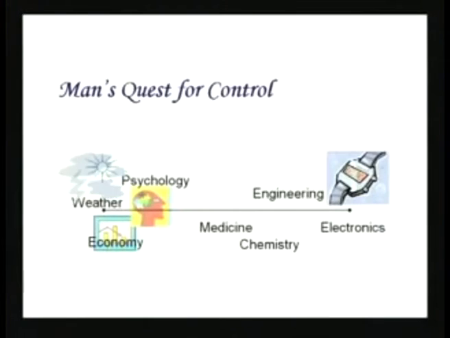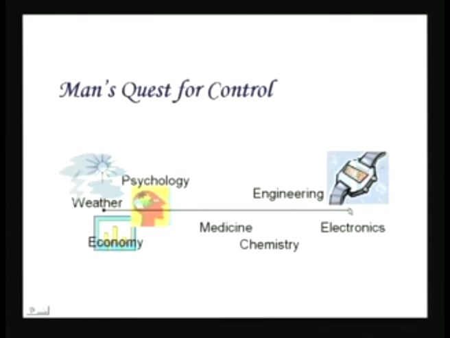system. Just to remind you where we are coming from, recall this picture that I showed you a long time back. The theme here was the quest of mankind for control of various systems around us. We have on one hand systems such as the weather system or economy or psychology. These are systems where we cannot even list the causes that produce the effect. We can only observe the effect for the most part.